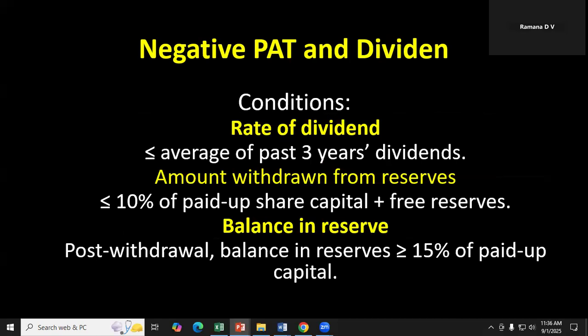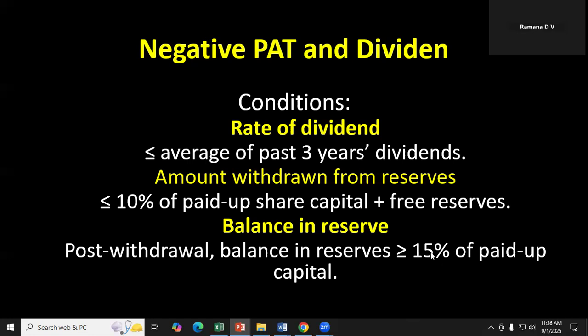Three conditions. The rate of dividend should not exceed the average of the last 3 years' dividend. So if the company has not declared dividend in the last 3 years, of course you cannot give dividend. The amount to be withdrawn from the reserves should be less than 10% of the paid up capital and free reserves. The company cannot withdraw and pay more than 10% of that. And the balance in reserve post-withdrawal should be greater than 15% of the paid up capital.